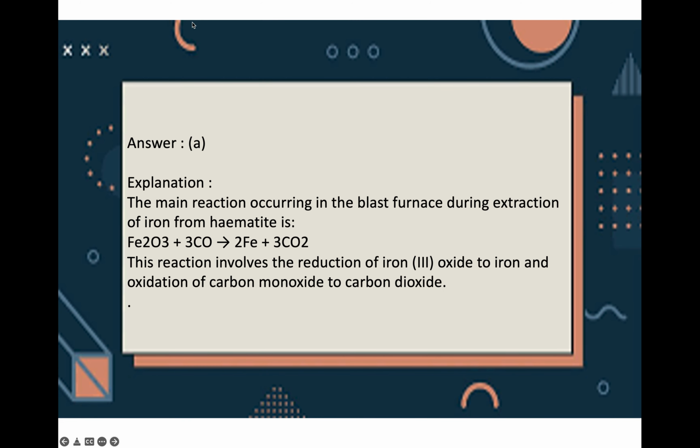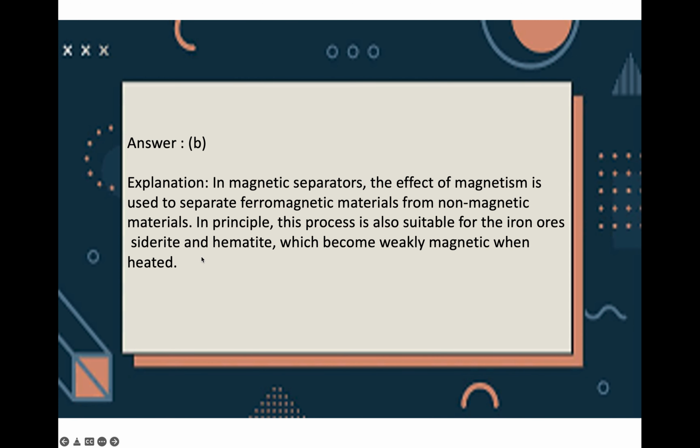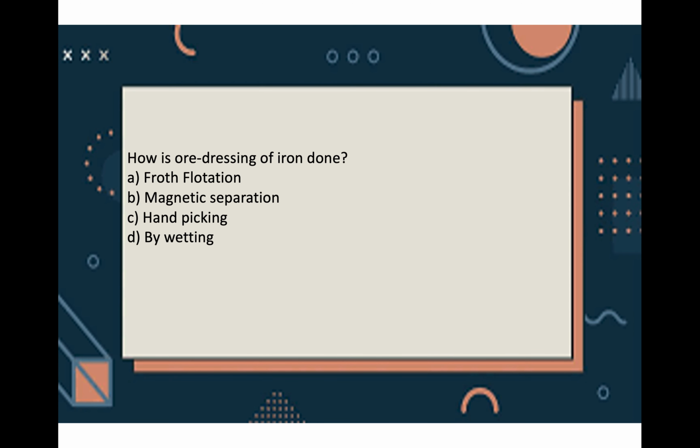So what is happening in this reaction in the blast furnace during extraction of iron from hematite? The reaction involves the reduction of iron(III) oxide to iron and oxidation of carbon monoxide to carbon dioxide. I hope you understood this explanation well. Okay, now how is ore dressing of iron done? Is it by flotation, magnetic separation, hand picking, or by wetting? The correct option is B, magnetic separation.